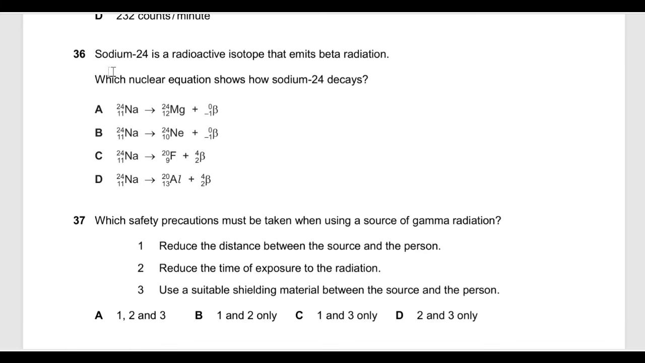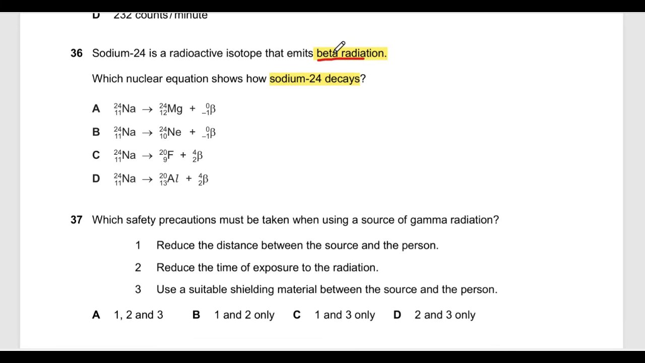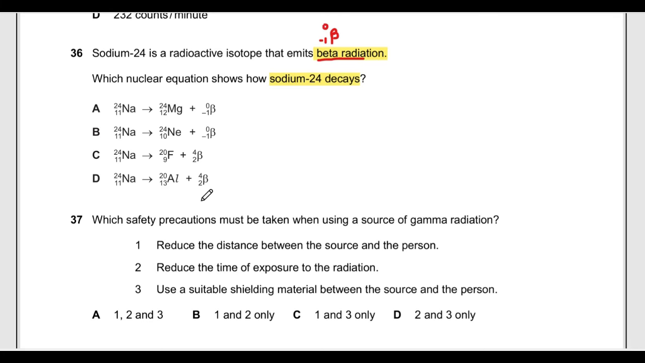Question 36 says sodium-24 is a radioactive isotope that emits beta radiation. Which nuclear equation shows how sodium-24 decays? The beta radiation is atomically represented with atomic number -1 and mass number 0. So C and D are totally wrong because the atomic representation of the beta particle is wrong. Now if we see A and B, which of them is correct? For this we have to balance the mass number and atomic number on both sides of the equation.